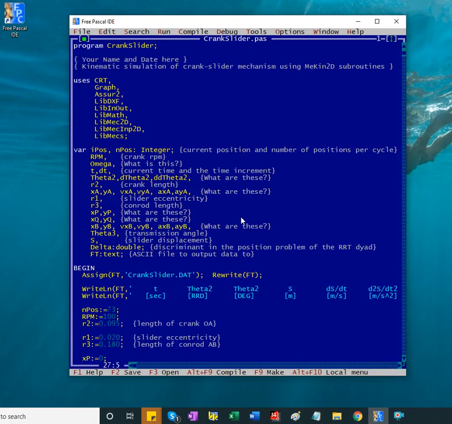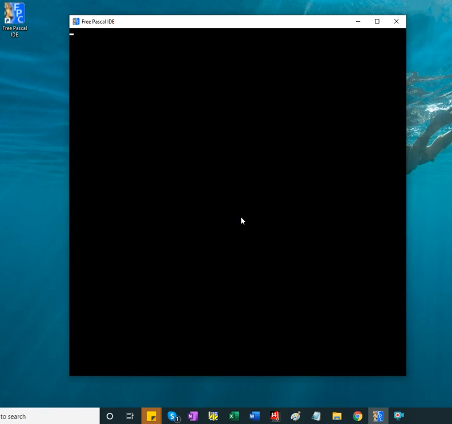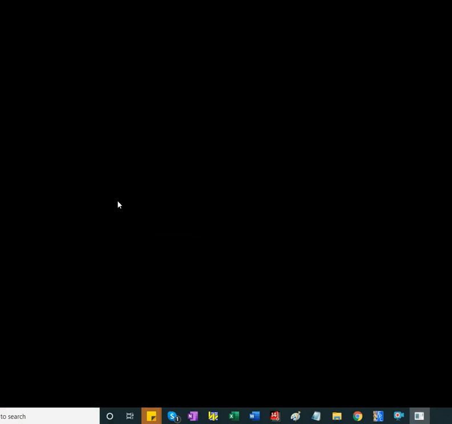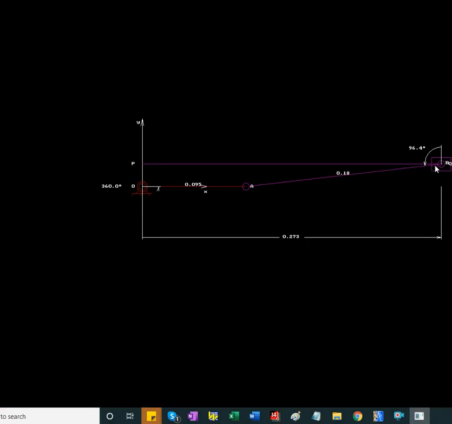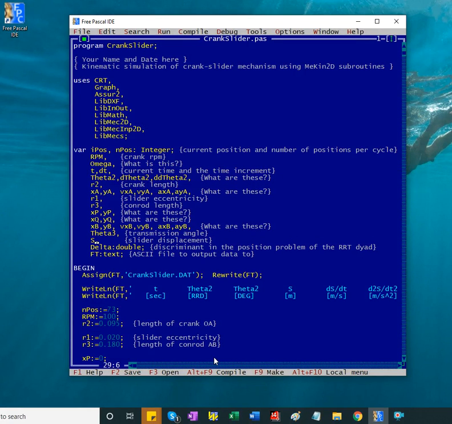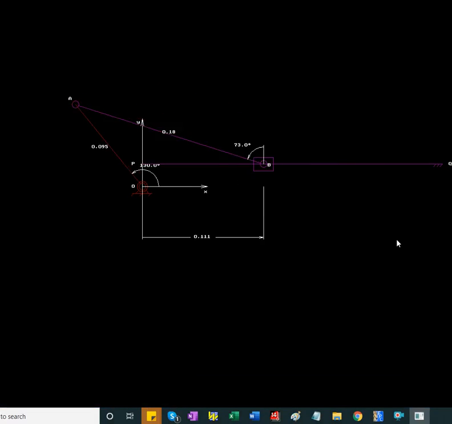I already told you what XB, YB, VXB are. VXB is the time derivative of XB, VYB the time derivative of YB, and these are the acceleration X and Y components of the acceleration of point B. Okay, this is the transmission angle, slider displacement. The way the mechanism is configured is that displacement of the slider is nothing but Y of the slider. This is because it's moving on a horizontal direction.